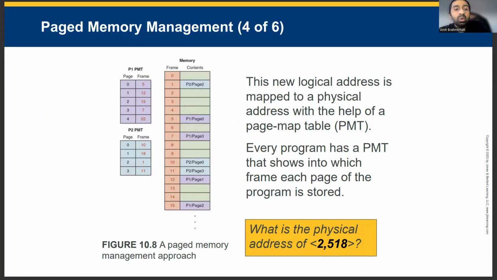Here the slide shows how 2566 becomes a physical address. The OS looks up page 2 in the page map table to find which frame contains it. Suppose page 2 is stored in frame X. The physical address is the starting address of frame X plus offset 518. This two-step lookup, logical to page, then page to frame, is the foundation of paging. It enables safe memory sharing, relocation, and protection, all central features of modern OS design.